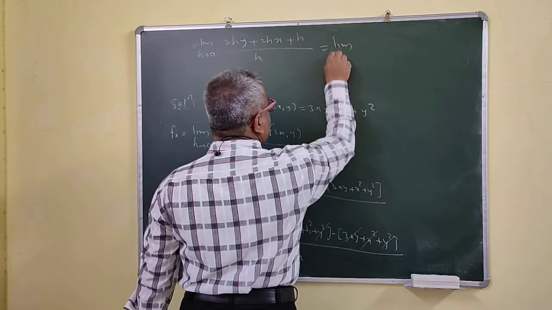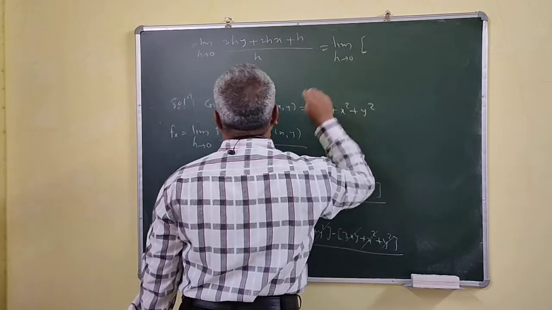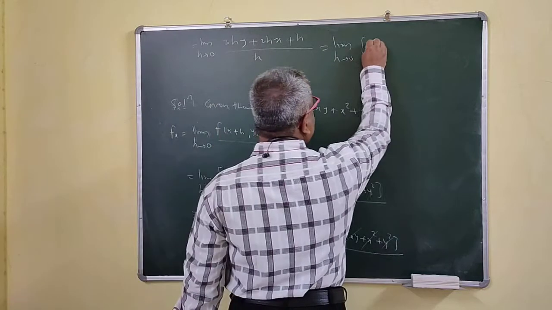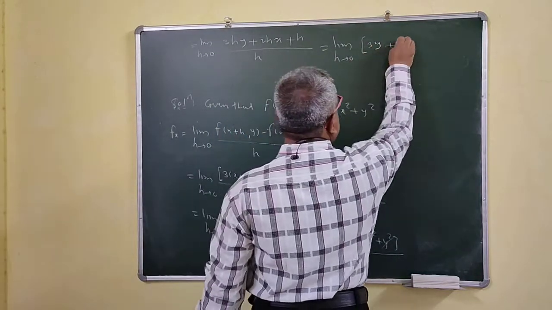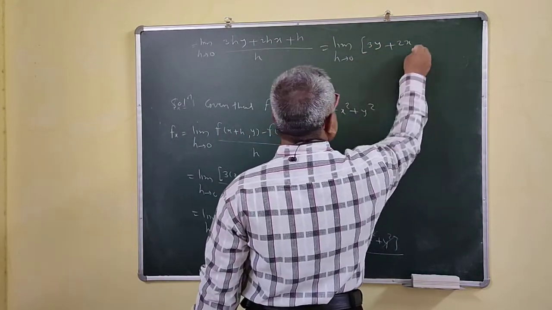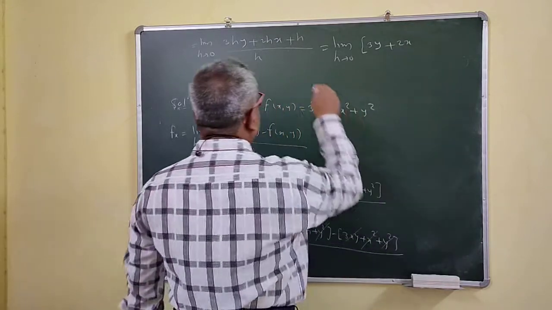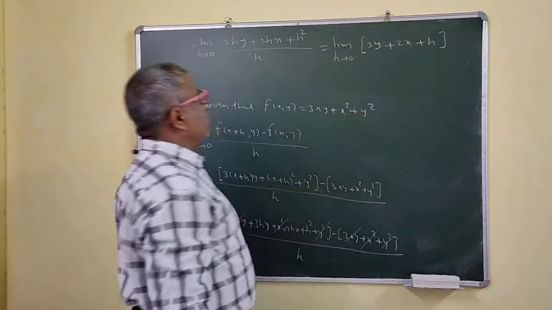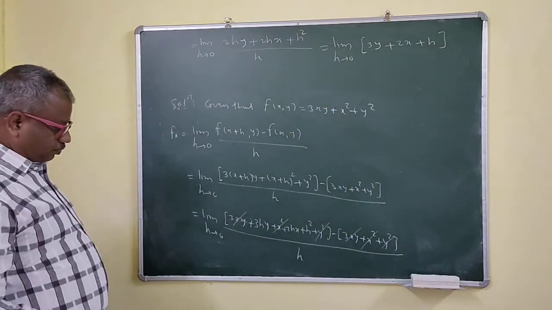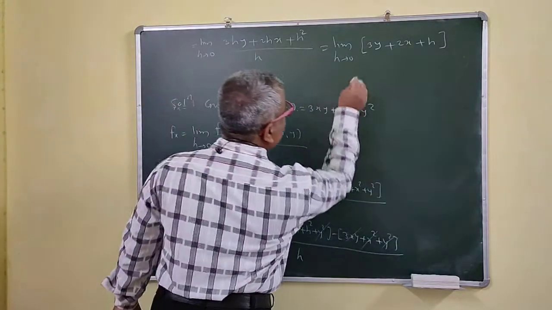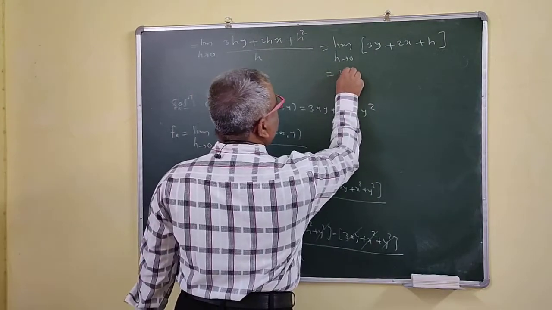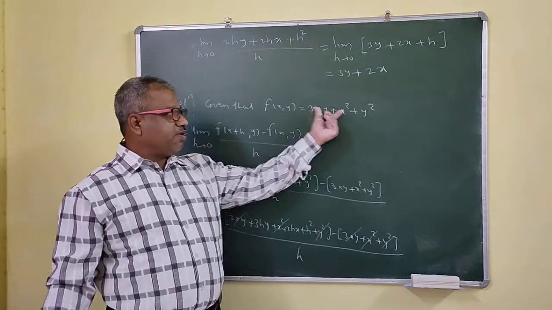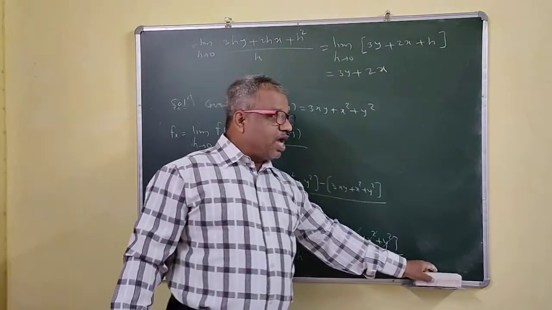So this is limit h tends to 0. Right? So h gets cancelled. So this is 3y plus twice x plus h. Okay, now we put h equal to 0. What you get? 3y plus twice x. So we are through.